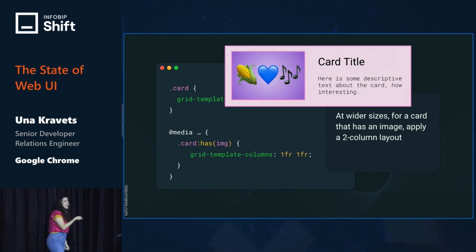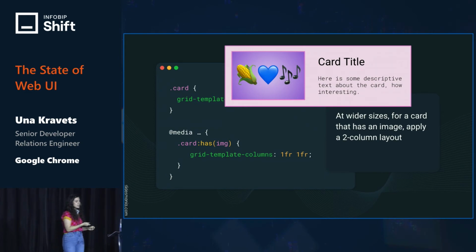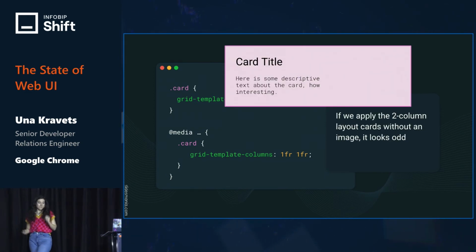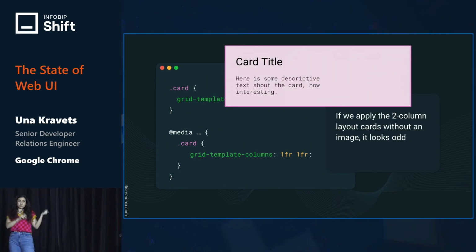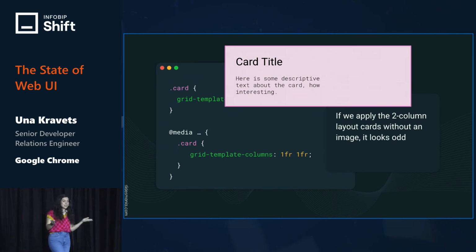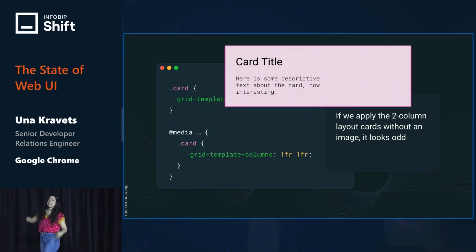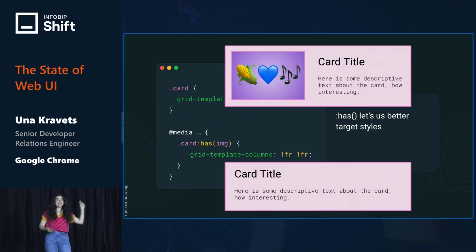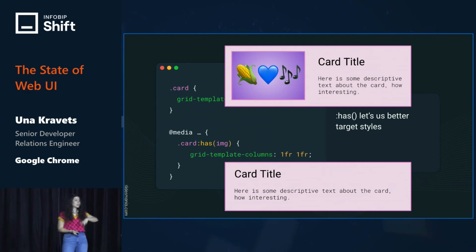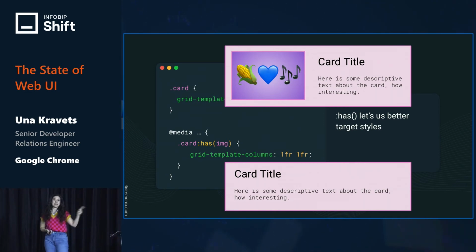If we didn't use has for this, and we just set this to grid-template-columns 1fr 1fr on that card without the image, it would look weird because now we're fitting the entire meta text into only one of the columns and nothing is on the right-hand side and it looks empty. We don't want it to look like that. And that's why we would use has to check if there was an image. Then we would only apply it if it had that visual there and it would be 2 columns. Otherwise, it'd be 1 column.